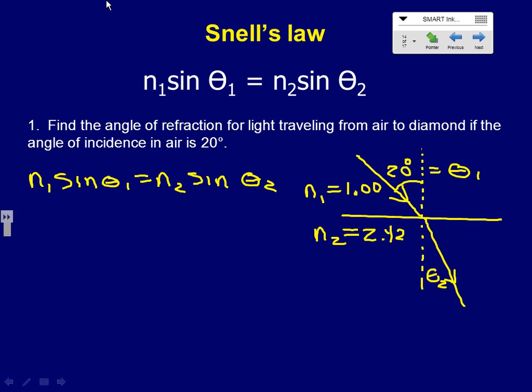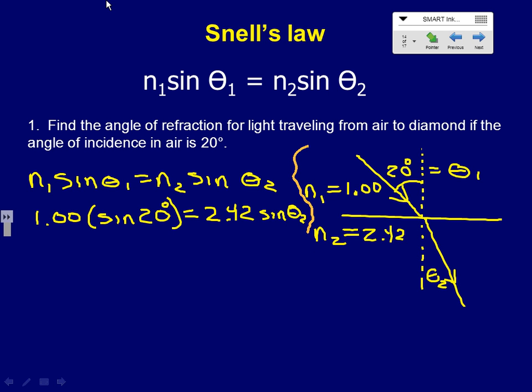I'm going to put my numbers in. 1.00 times the sine of, what's theta 1? 20 degrees, equals n2, 2.42 times the sine of theta 2. And I'm running into my picture, which is unfortunate, but I think I can fix that.